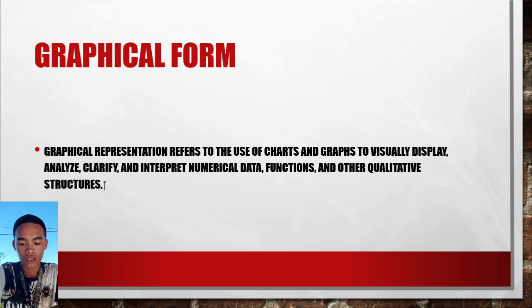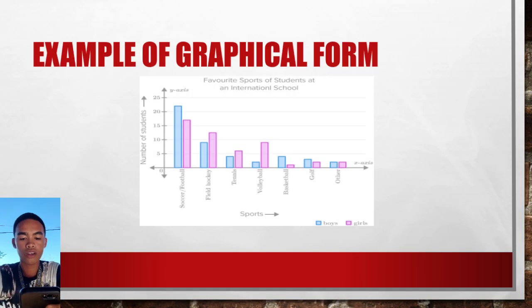Graphical form. Graphical representation refers to the use of charts and graphs to visually display, analyze, clarify, and interpret numerical data, functions, and other qualitative structures. This is the example of a graphical form. This chart will determine the favorite sports of students at an international school.